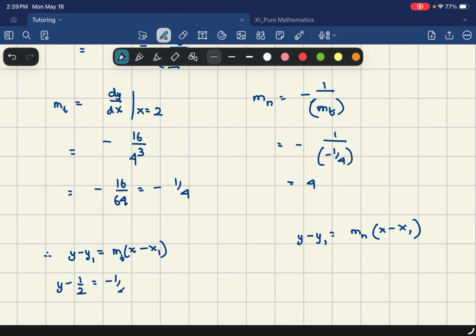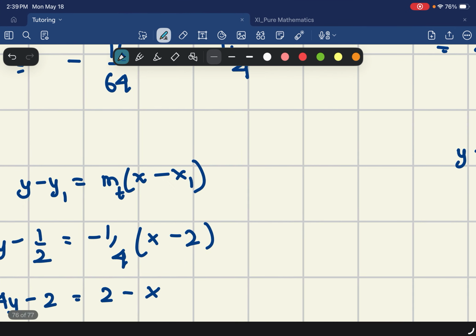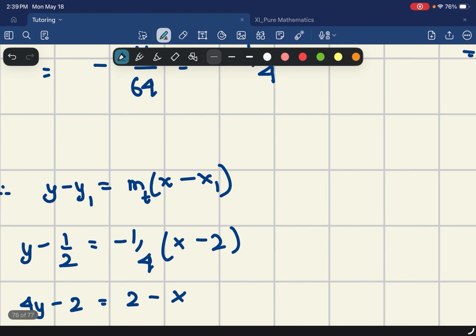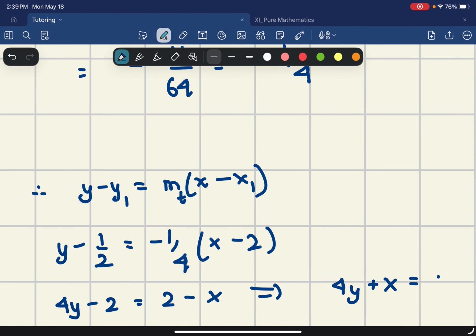And you have minus 1 over 4, x minus 2. If you simplify this, you multiply by 4 on both sides, you get this expression, I believe. I leave you to simplify this expression on your own, but overall, I believe you should be getting this. When you simplify, if you add x on both sides, you get 4y plus x. If you add 2 on both sides, you get 4. So that is the equation of your tangent line.